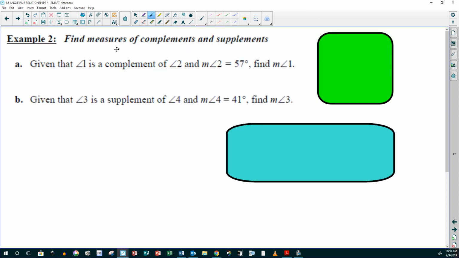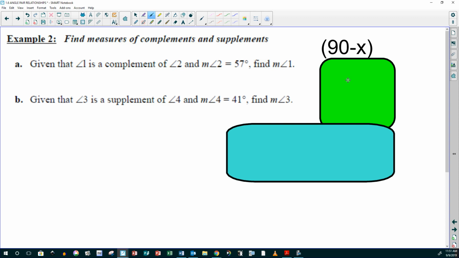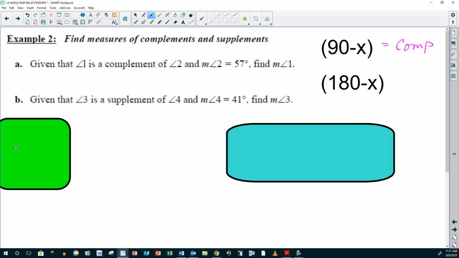All right, next example. Find the measures of complements and supplements. Okay, first of all, complements. That means two things that add up to 90. So if I know one of them, then the other one is the complement. For example, if you take 90 and subtract what you know, that's how you get the complement. So maybe this would equal the complement. So that means that 180 minus x is equal to the supplement. So if angle 1 is the complement of angle 2, that means angle 1 plus angle 2 equals 90. If angle 2 is 57, then that means 90 minus 57 is equal to the complement, 33.